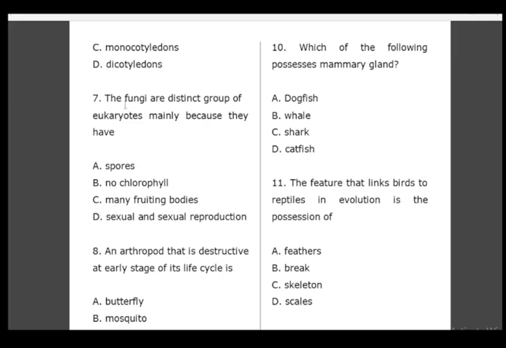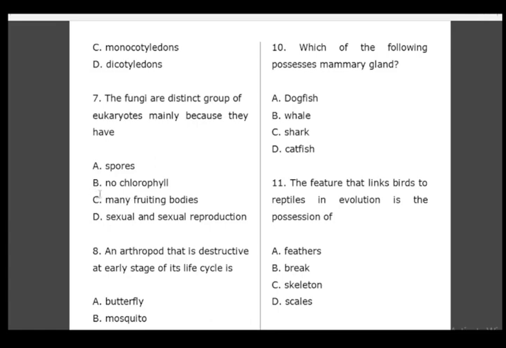Now, why will we say that fungi are eukaryotes? What is the distinguishing characteristic? There are other characteristics that we can mention, but why are the fungi a distinct group of eukaryotes? Mainly because they have no. So which of these is it that they do not have that makes them a distinct eukaryote? And the answer there is B, which is no chlorophyll.